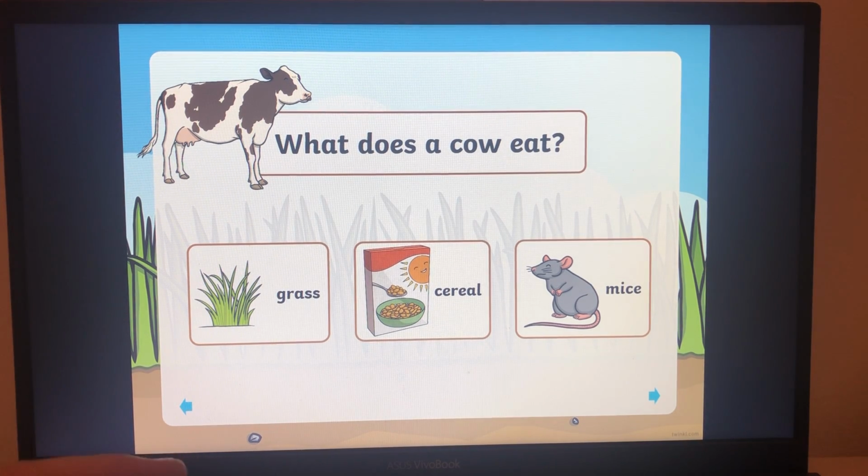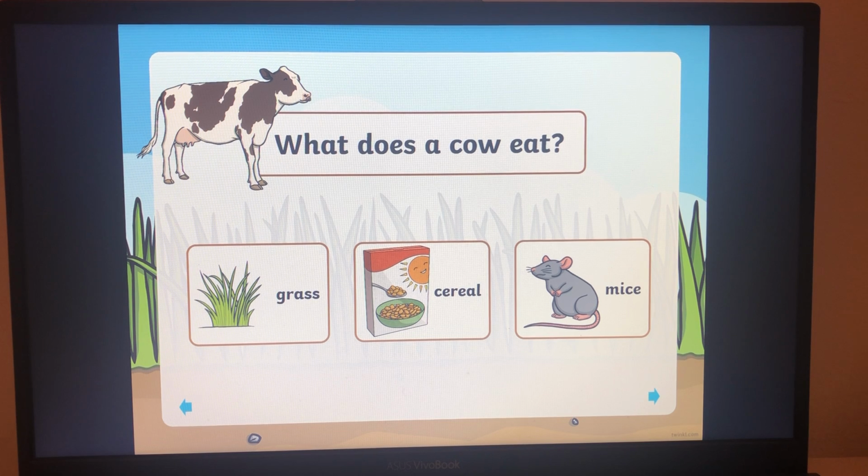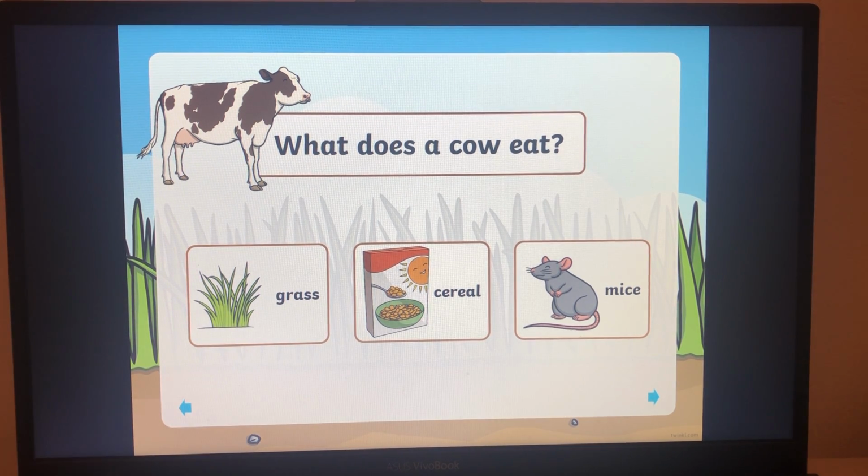Now we're going to have a think about what different animals eat. On the screen you can see a question, and I would like you to write down what you think the answer is. The question says, what does a cow eat? Do you think a cow eats grass, cereal or mice? I'd like you to write your answer down, please. And we know that the answer to this question is grass.